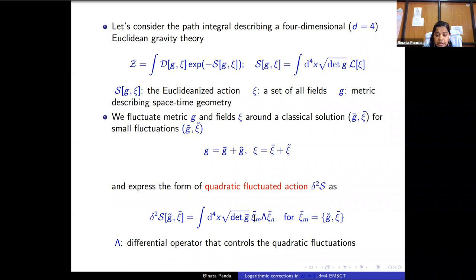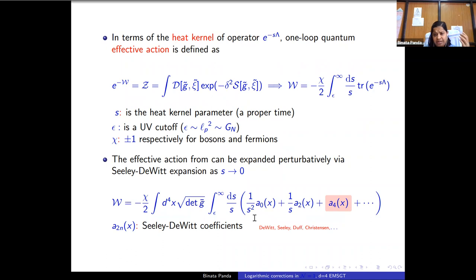And then basically, in terms of the heat kernel of the operator, like e to the power minus s lambda, you can write down the one loop effective action, e to the power minus W, or the one loop partition function. And that you can write as an integration. So lambda will be the ultraviolet cutoff, and you have to calculate the trace of this heat kernel of the operator e to the power minus s lambda. So this is called the heat trace.